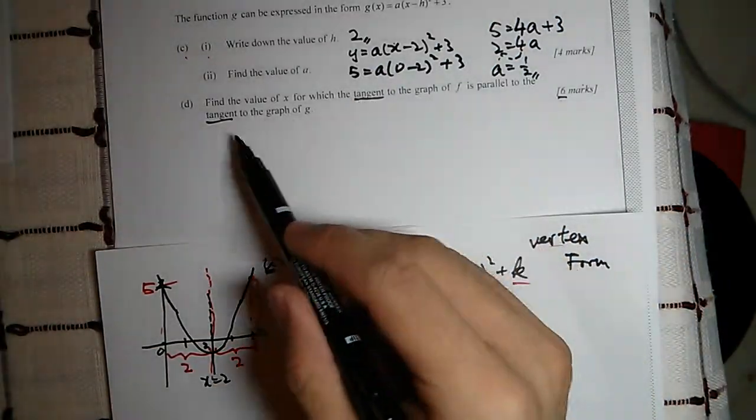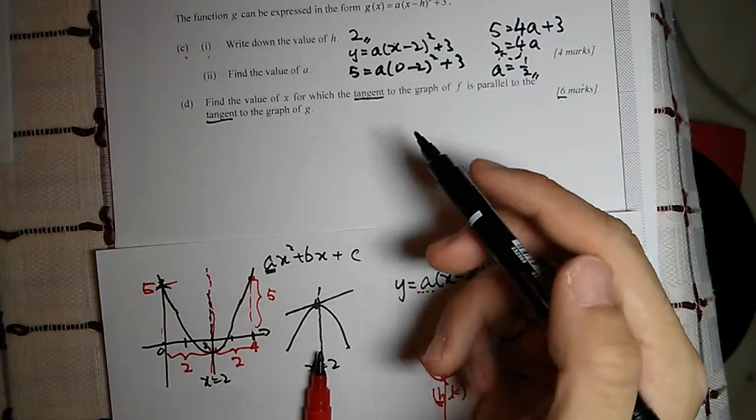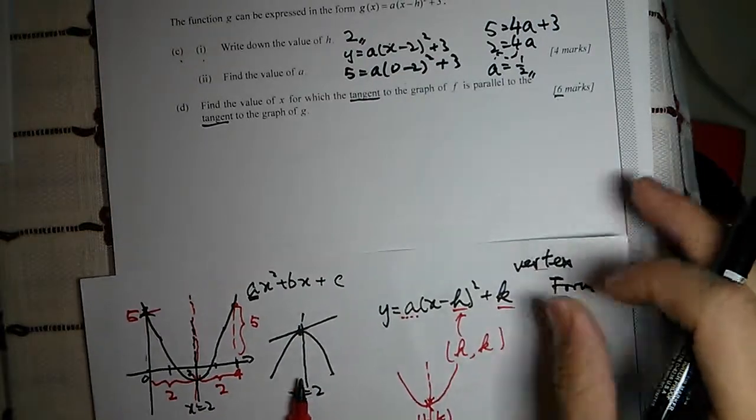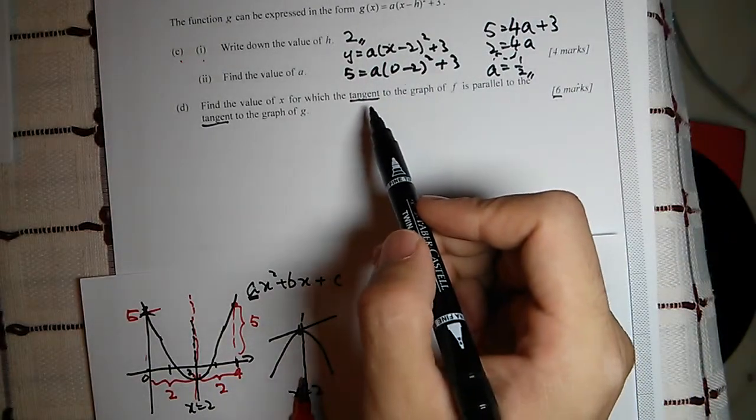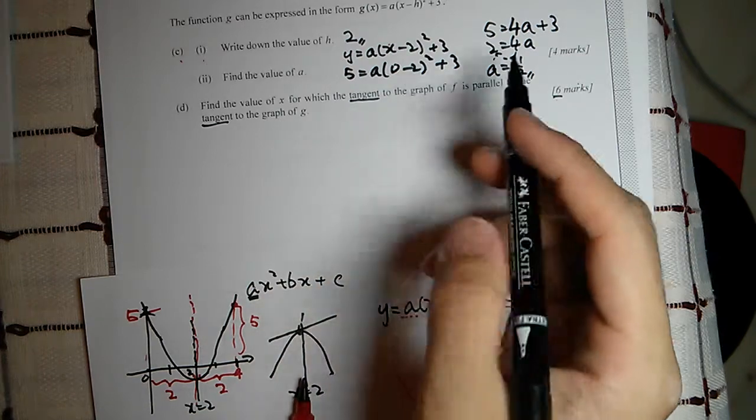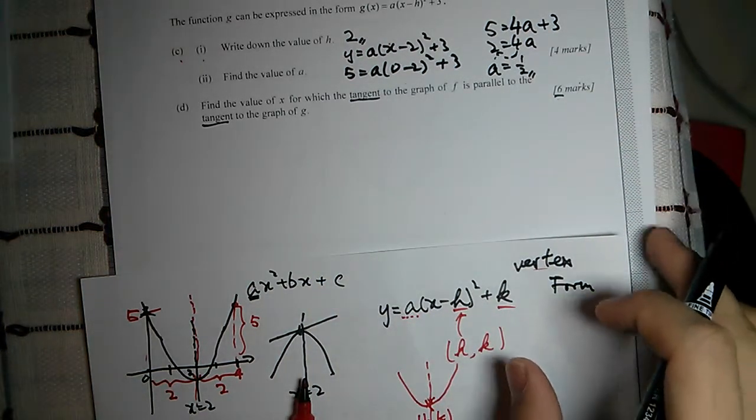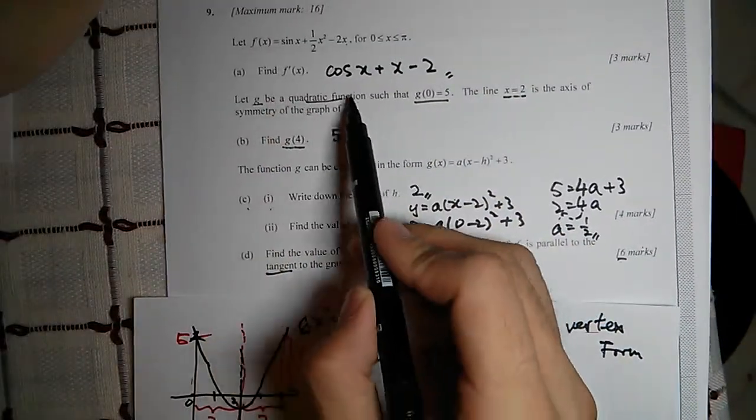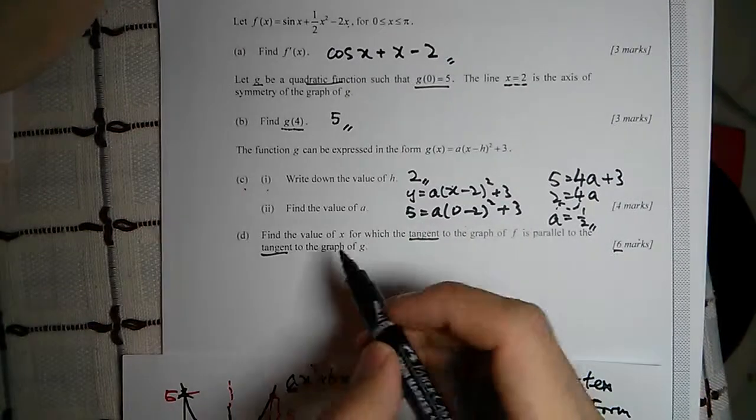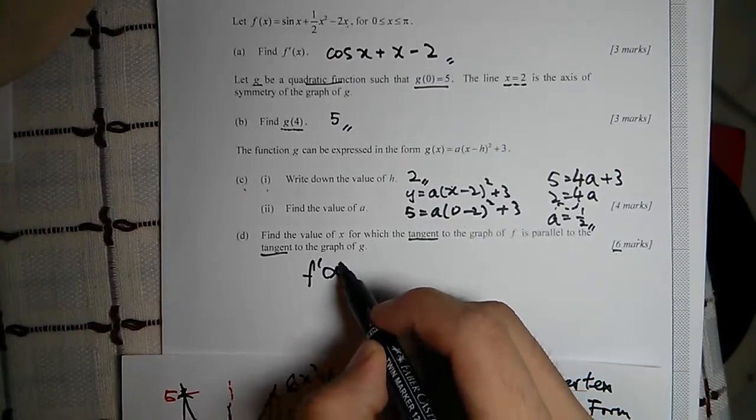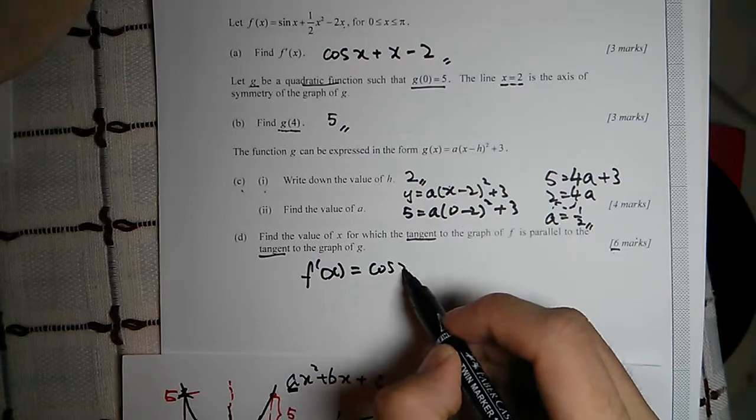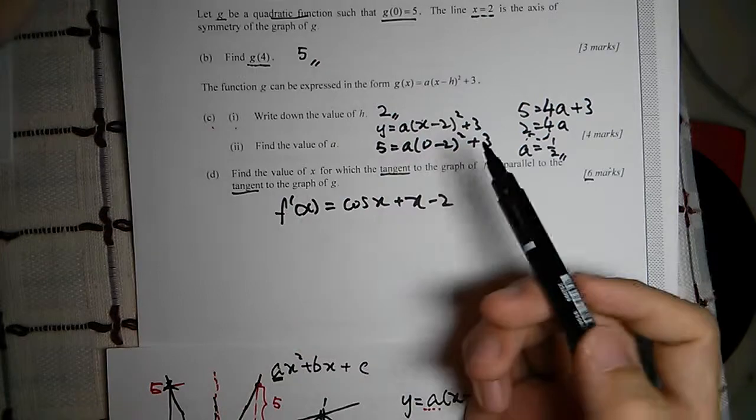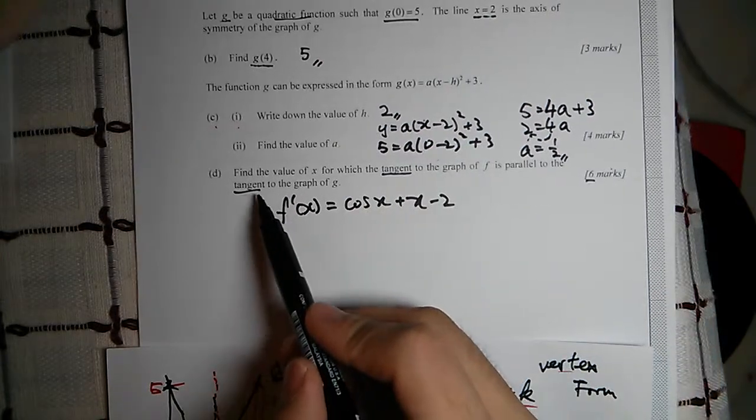So why would two straight lines be parallel? Simply because they have the same gradient. If they have the same gradient, they are parallel. So if you want to find the gradient of a tangent, obviously you would do differentiation. First of all, we need the derivative of f, which is found in part A. It's cosine x plus x minus 2. Let's write that down. f prime x, the derivative of f, equals cosine x plus x minus 2. It's parallel to the tangent of graph g, so obviously we also need the gradient of g.